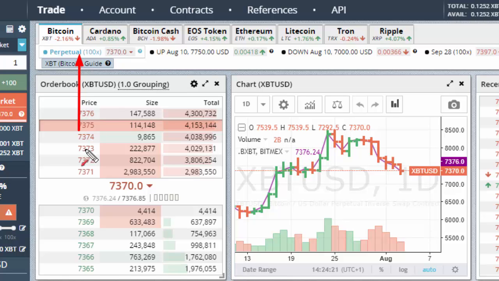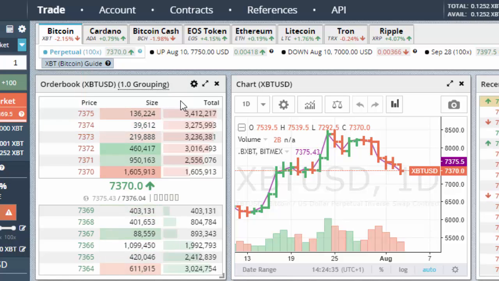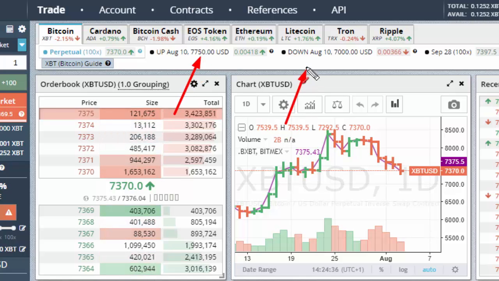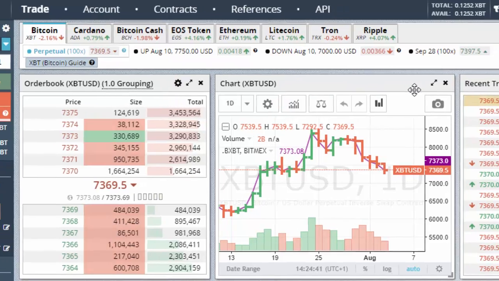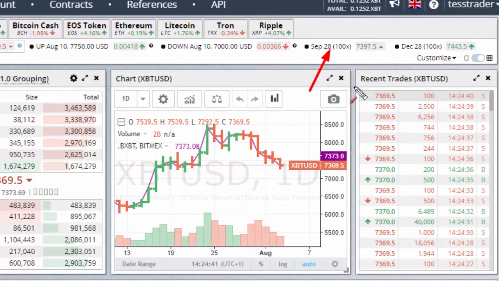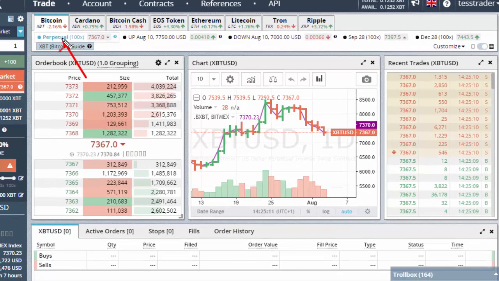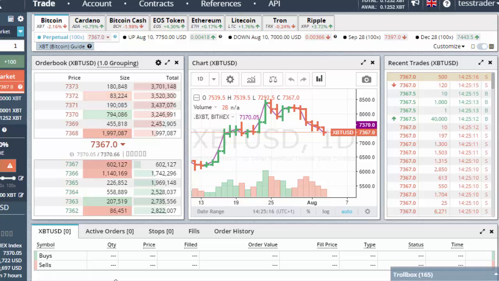It's a cash market effectively. And then next to this we've got the August up and down the range, and then over on the right we've got the September and December futures contracts, which means obviously they expire, one in September, one in December. But our primary concern is the Bitcoin perpetual contract. That's the one we're going to be looking at.